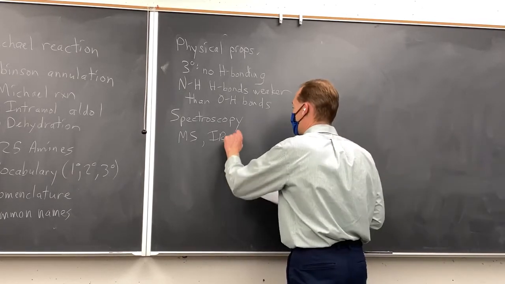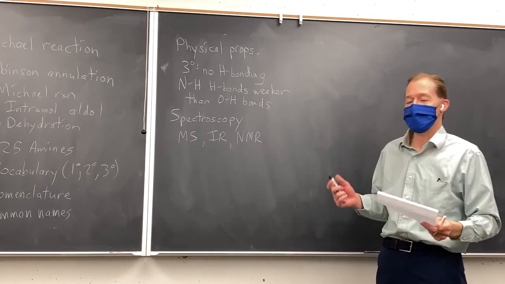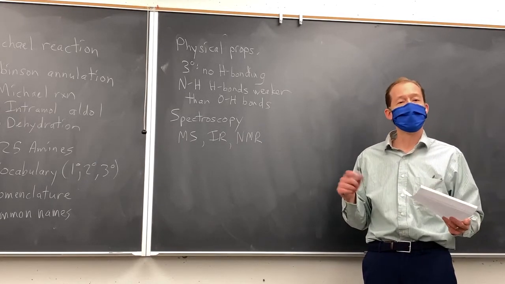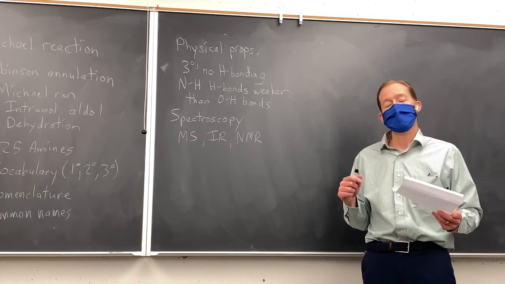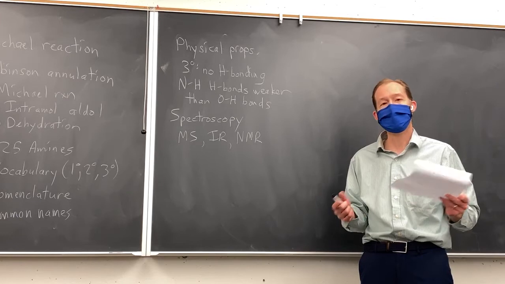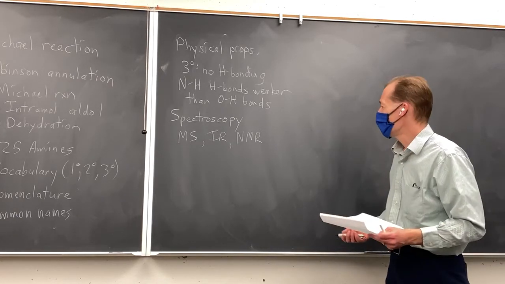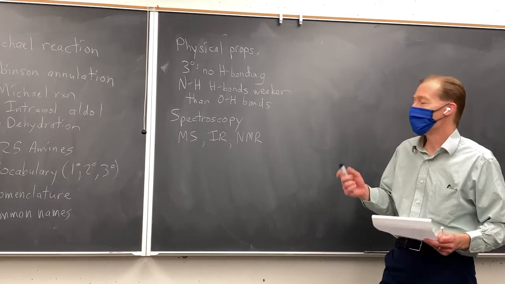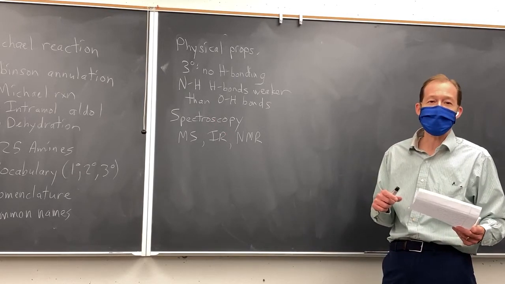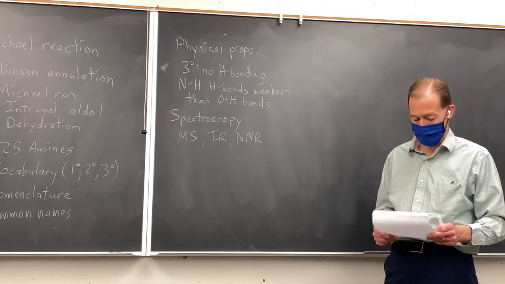And then we briefly talked about the NMR, where the hydrogens alpha to a nitrogen are going to be de-shielded, but less de-shielded than hydrogens alpha to oxygen. So they're in about the 2.3 to 3 range. We also mentioned that NH peaks will not have splitting for the same reasons that OH peaks don't have splitting.